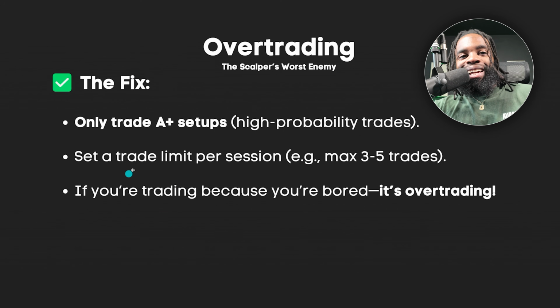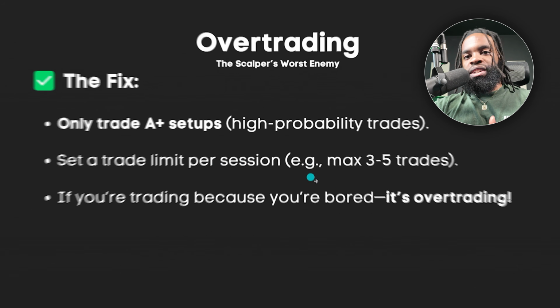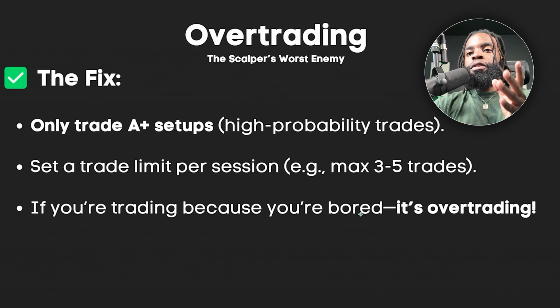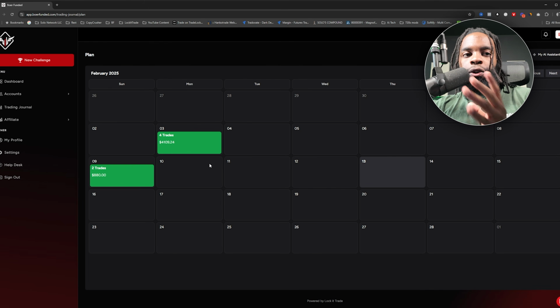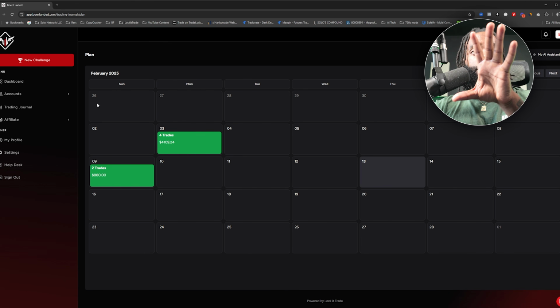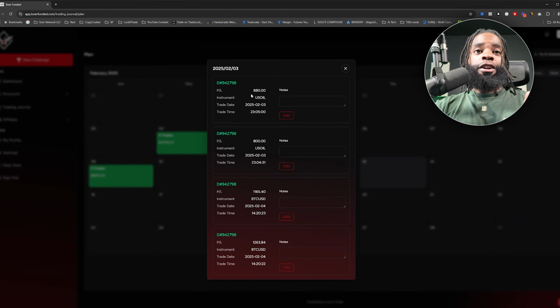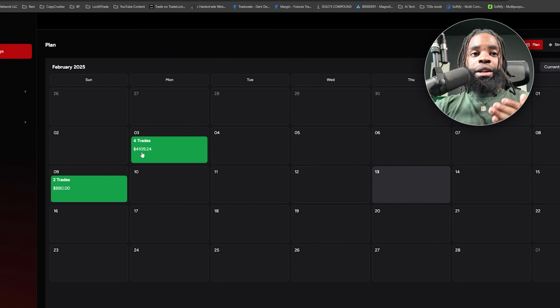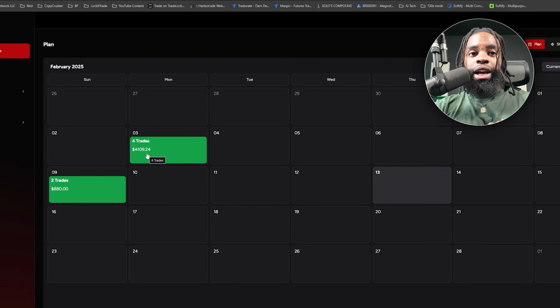You also want to set a trade limit per session. For example, if you're looking to do 3 to 5 trades per day, only focus on 3 to 5 trades per day. See, the cool thing about Board Funded is you can track these numbers and know exactly how many trades you're taking per day. Let's say on Monday, we end up taking a total of 4 trades and end up making a total profit of $4,100. I now know how many trades I should be taking a day.